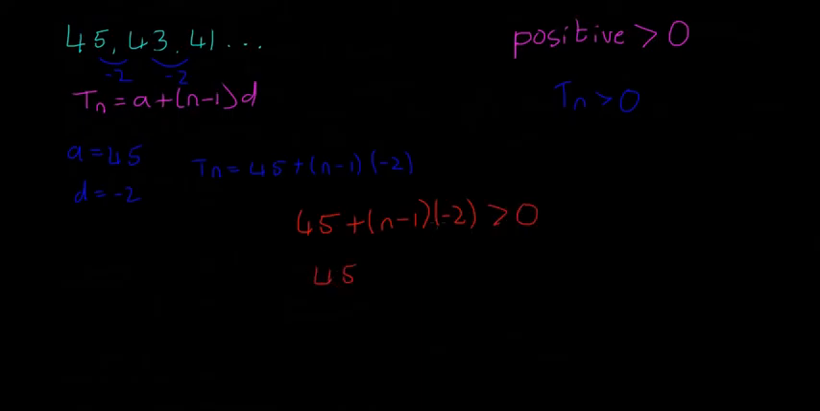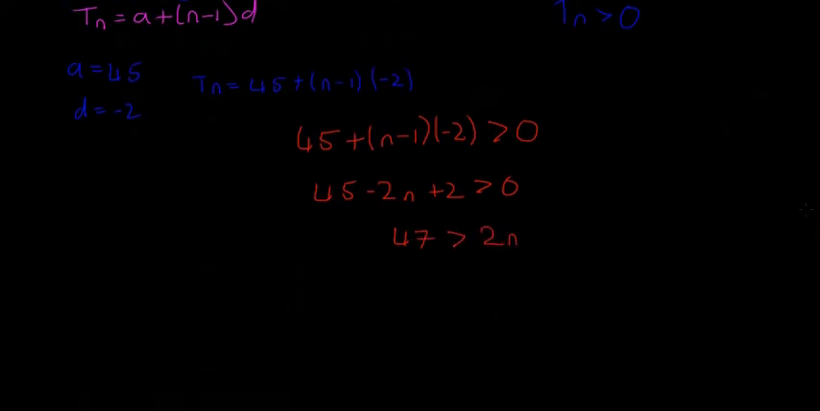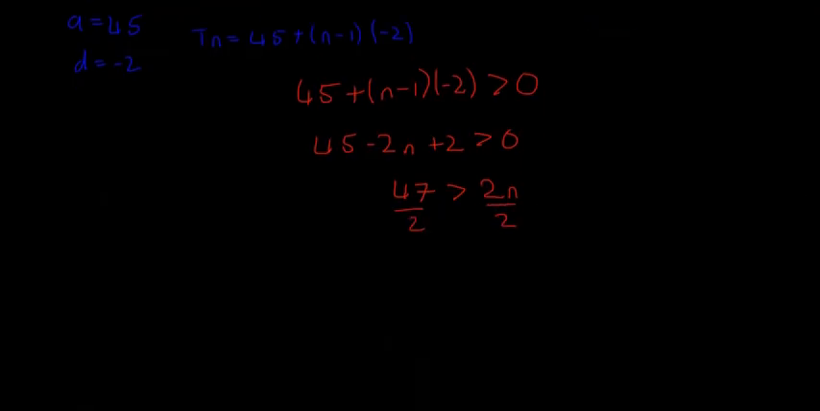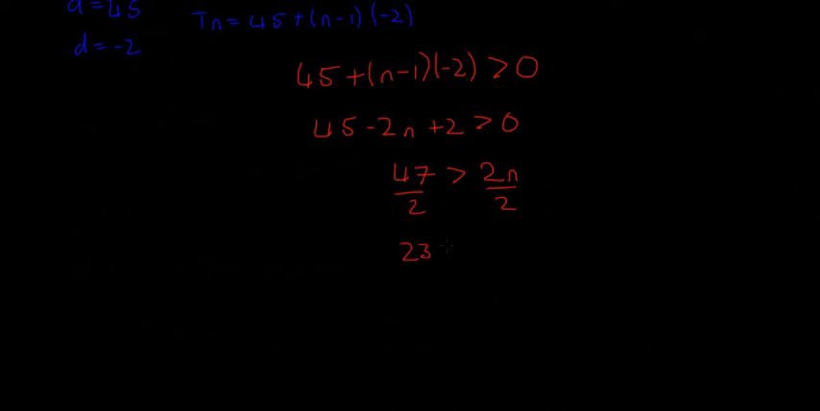So that's going to be 45, then minus 2 by n is minus 2n, and then minus 2 by minus 1 is plus 2, greater than 0. So I'm going to move the minus 2n over. It's going to be 45 plus 2 is 47 greater than 2n. Now I'm going to divide both sides by 2, so we get n on its own. We get 23.5 is greater than n. I'm just going to flip this around, so it's n is less than, reading from right to left, 23.5. Okay, and this is our answer.